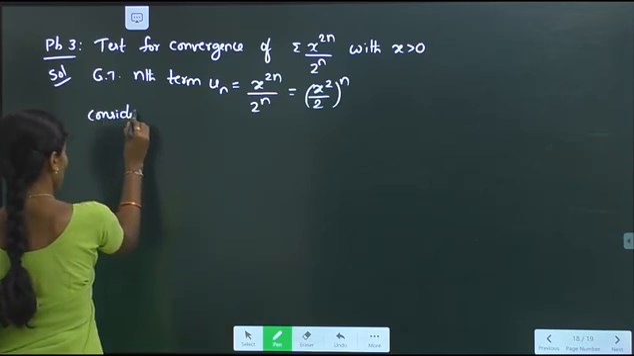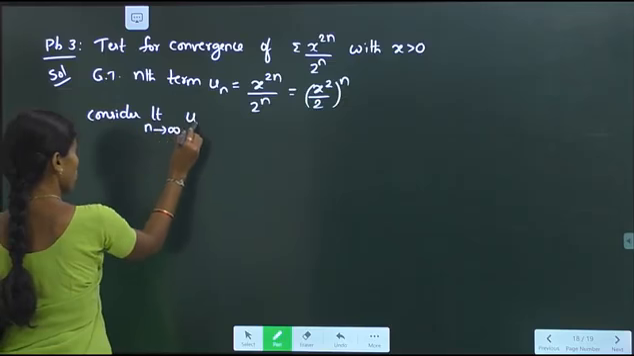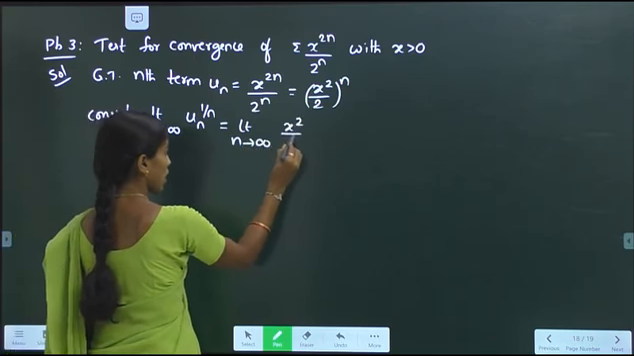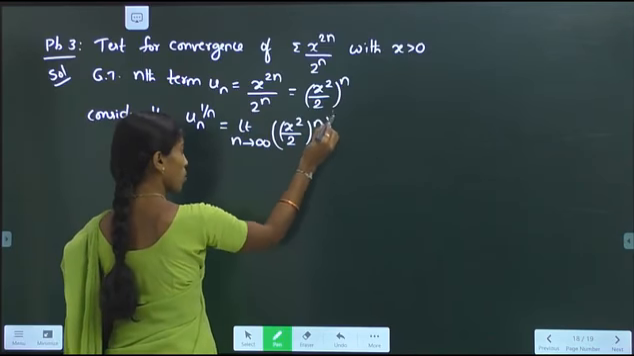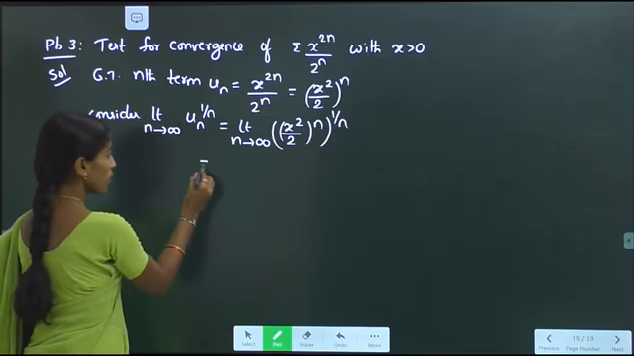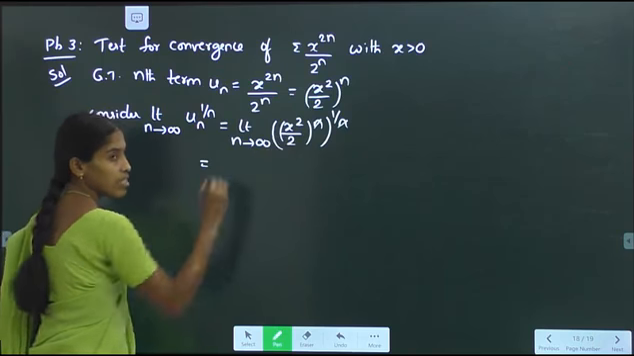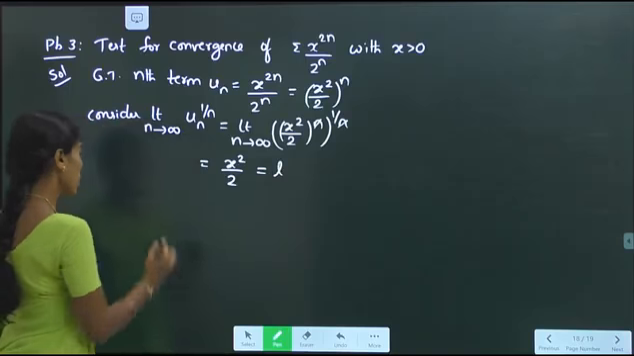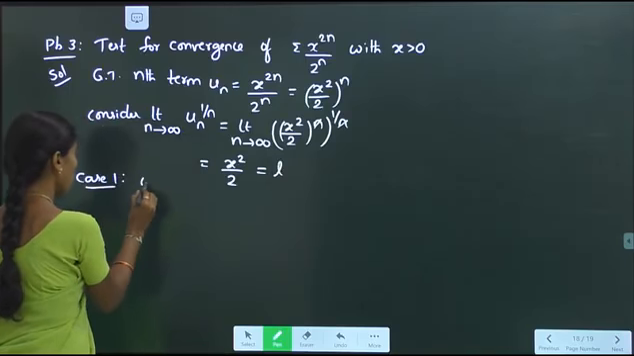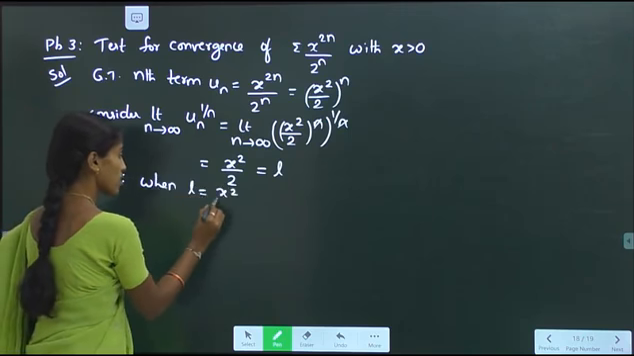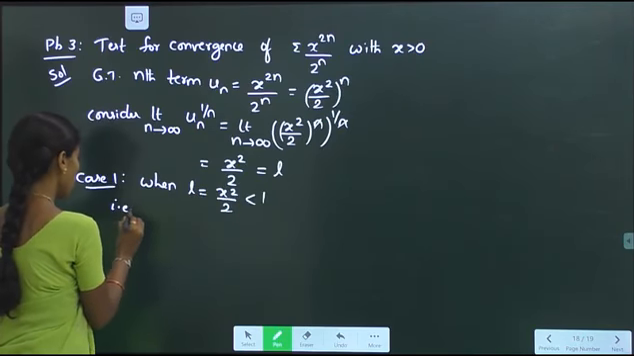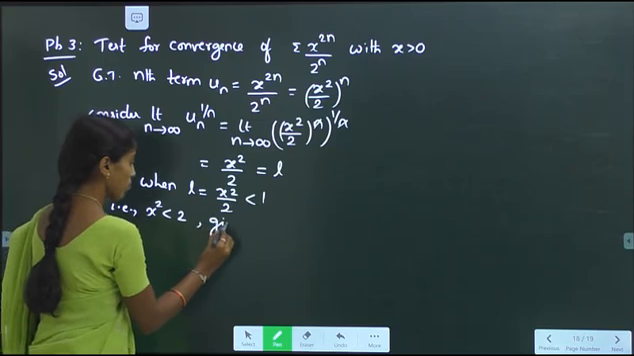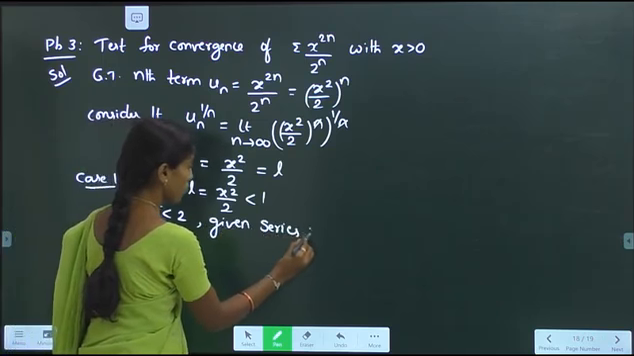Consider limit n tends to infinity un to the power 1 by n, that is limit n tends to infinity x square by 2 power n whole to the power 1 by n. As n tends to infinity, these two get cancelled. The term which does not contain any n is x square by 2 only, which is the L value. So here we have different cases. Case 1, when limit value L equal to x square by 2 is less than 1, that is x square is less than 2, the given series is convergent.